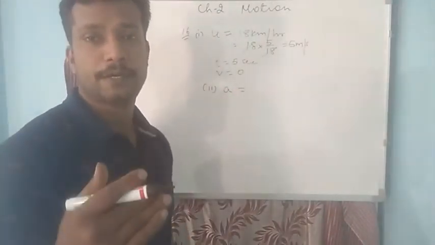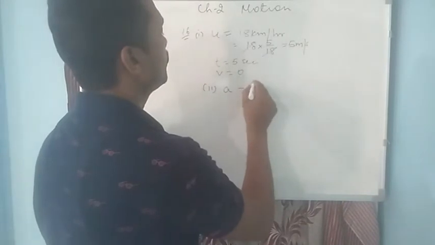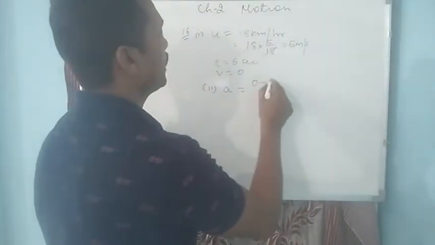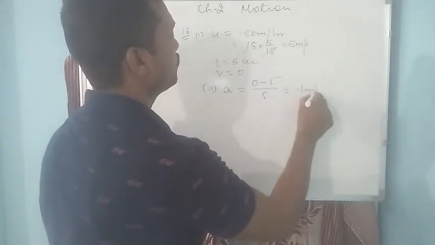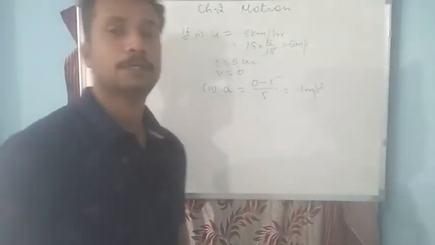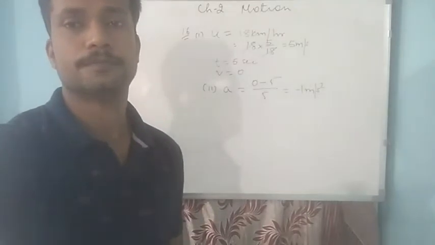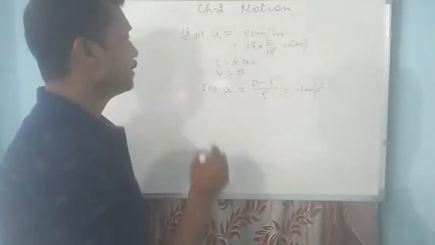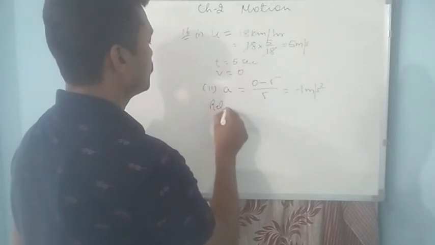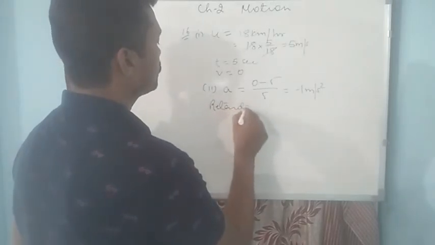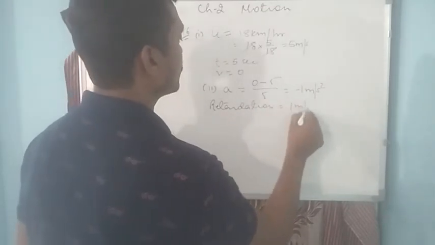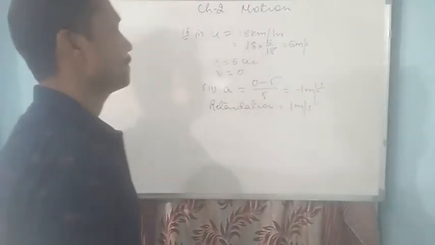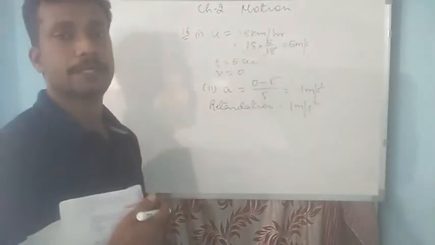So a is equal to v minus u divided by t. So we have v as 0, u is 5 and the time is 5. That is minus 1 meter per second square. This is the acceleration. And so, since you are asked to find out the retardation, you'll write retardation is equal to 1 meter per second square. So while writing retardation, we don't give this negative sign.